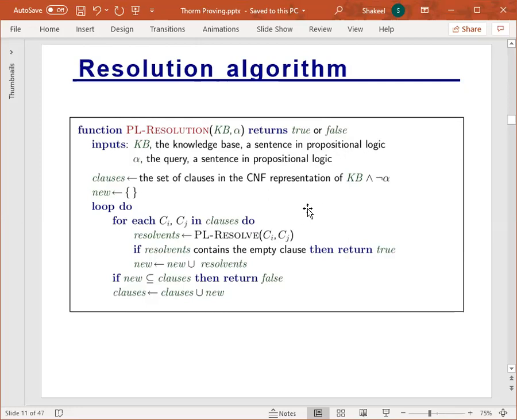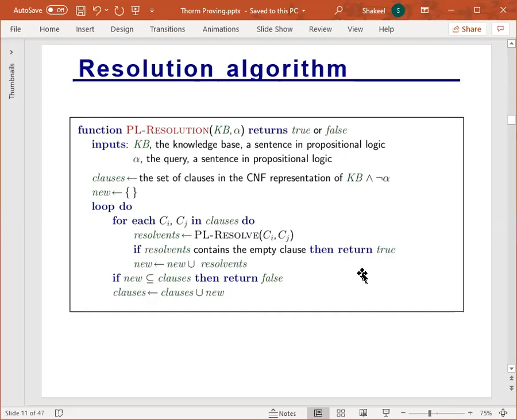After this conversion, we are going to create new clauses. We have a set new equal to the empty set, and we repeat the process of applying the resolution rule. The function we use is called PL resolve. We take two clauses Ci and Cj and resolve them. It returns the set of all possible clauses obtained by resolving the inputs, so each pair containing complementary literals is resolved and produces new resolvents.